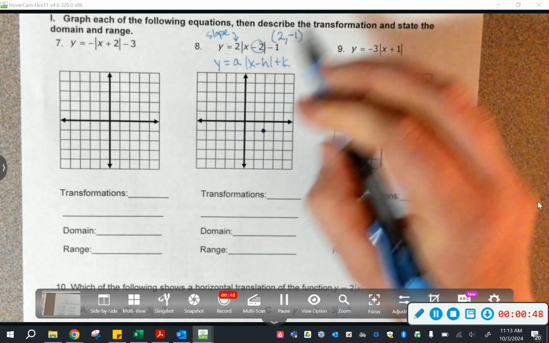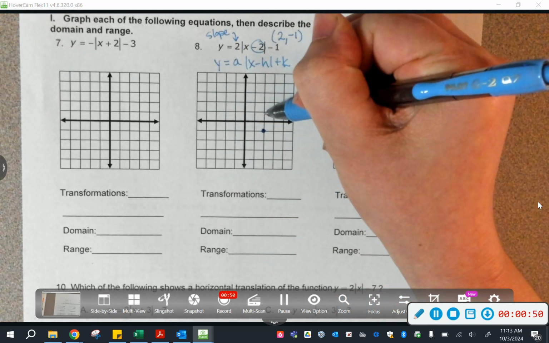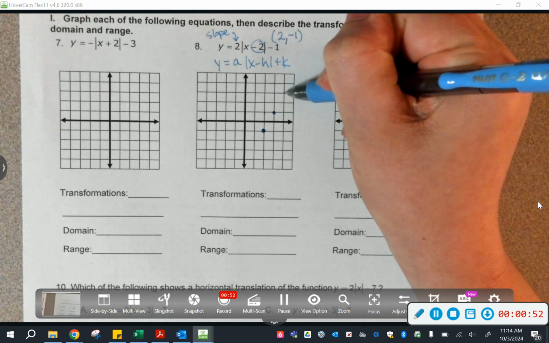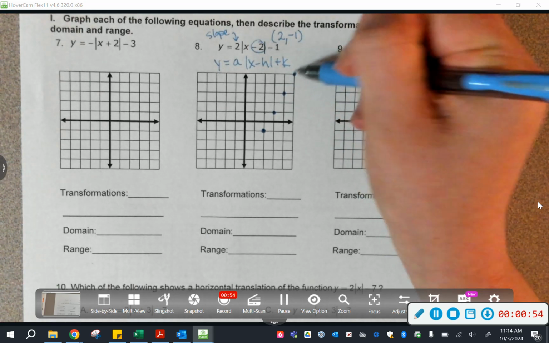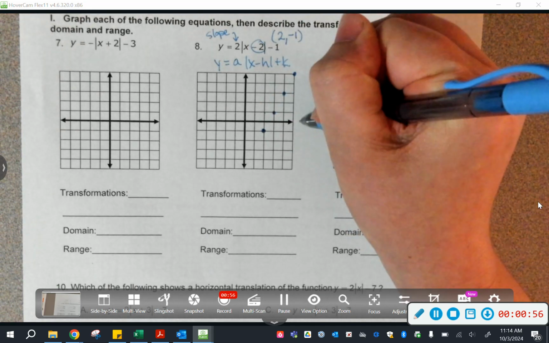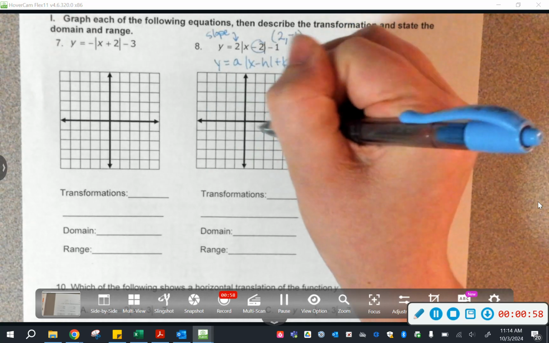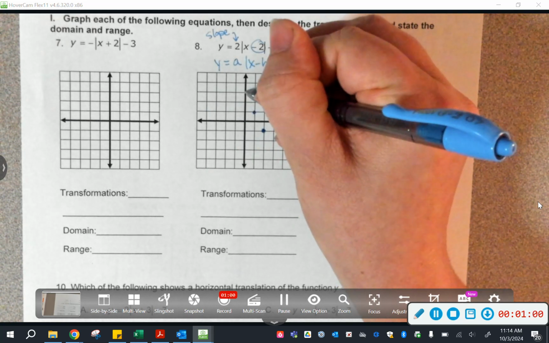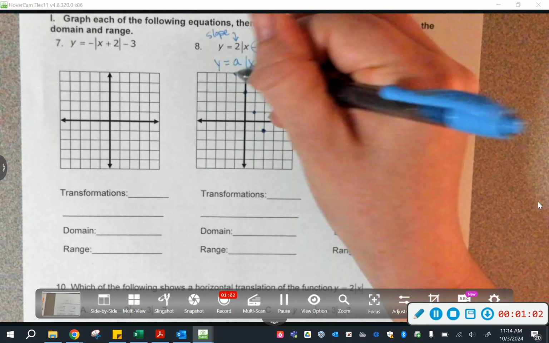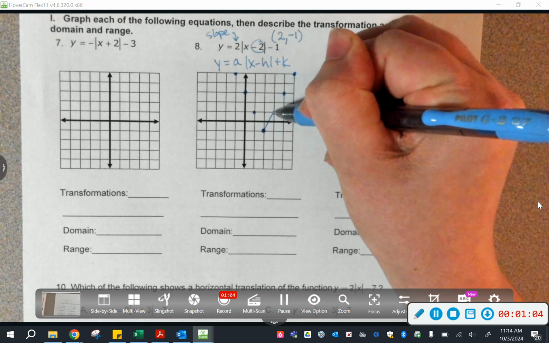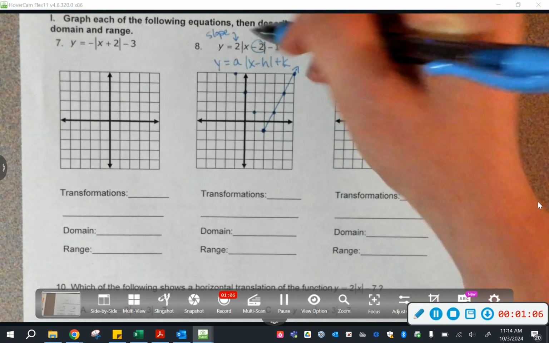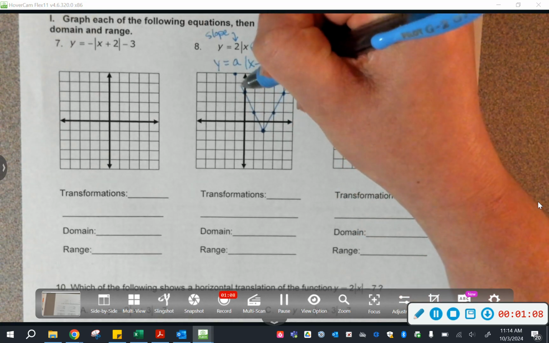And if our slope is 2, we'll go up 2, right 1, up 2, right 1, up 2, right 1, going to the right of the vertex. Going to the left of the vertex, we'll go up 2, left 1, up 2, left 1, up 2, left 1. And we'll draw our lines all the way across the graph with arrows on both ends.